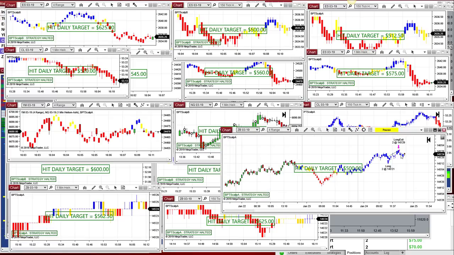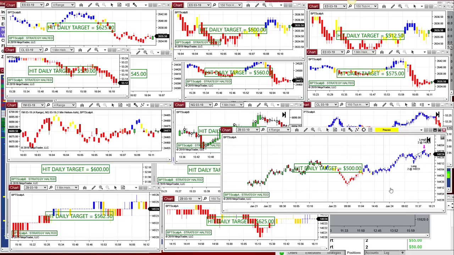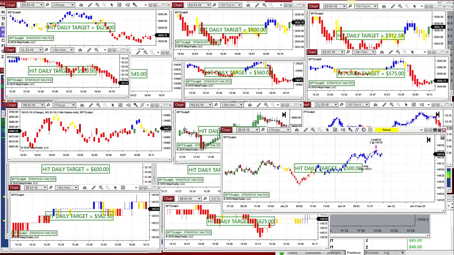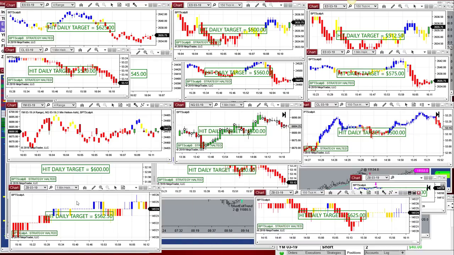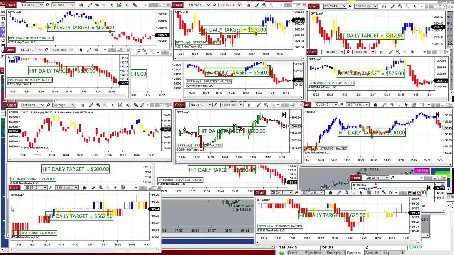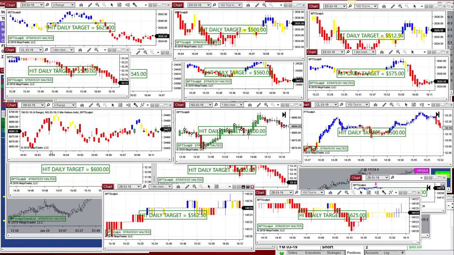Right now, I just closed the last trade on the 30-year Treasury bond, and this is the last 500 on the Treasury bond. If we look, all six are on a daily target of 500, the swing trading and the scalping. The scalping today was really struggling, and it took a lot of trades. Let's look at some of them.